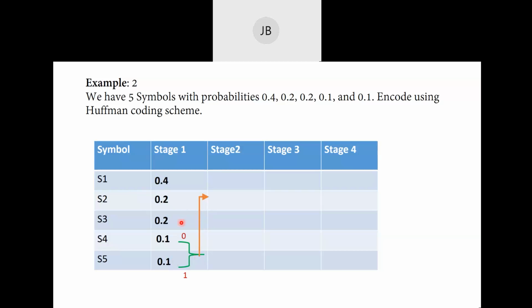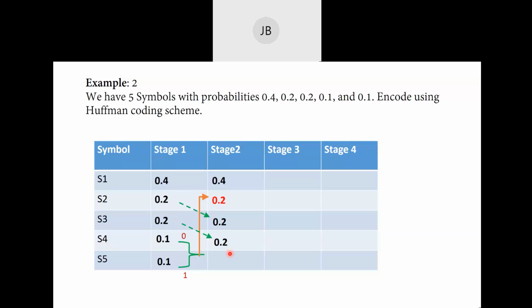Along with the previous three values here, we need to sort them again. So the list is something like this: 0.4, 0.2, 0.2, and one more 0.2 generated here. But this 0.2 should occupy the top of the sorted list. So 0.4 comes here, and the newly generated 0.2 goes to the top of the list, whereas the other two probability values having the same value 0.2 will follow like this.